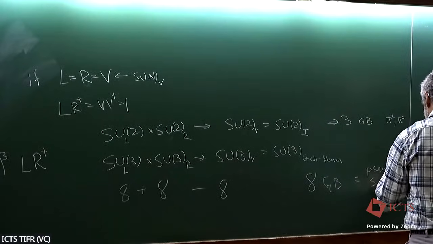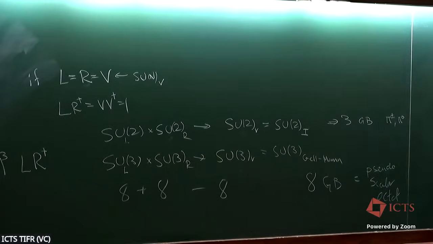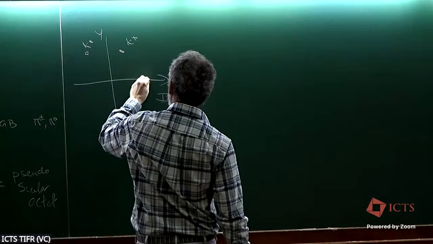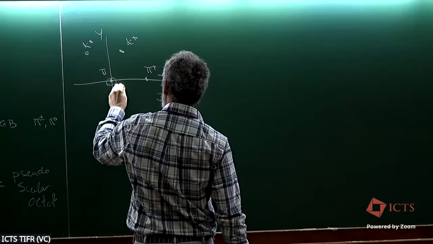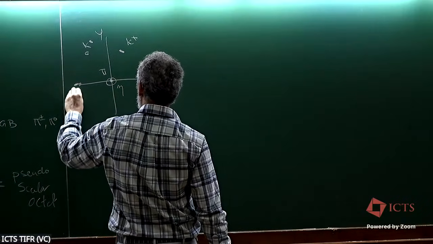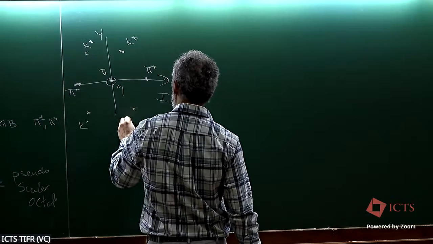Which on a diagram of isospin versus hypercharge, you've got your K plus, your K0, your pi plus, pi 0, and eta, and pi minus, and then your K minus, K0 bar.